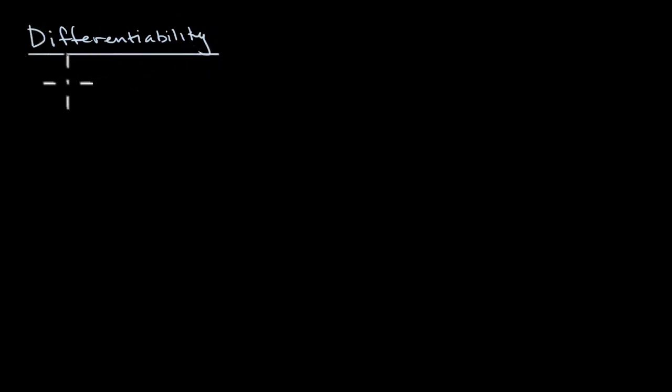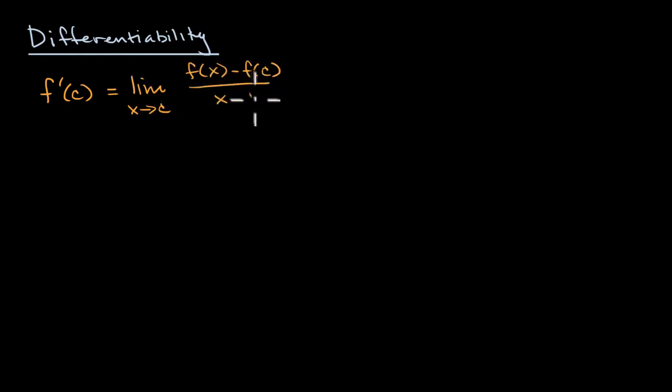And there's multiple ways of writing this. For the sake of this video, I'll write it as the derivative of our function at point c. This is Lagrange notation with this f prime. The derivative of our function f at c is going to be equal to the limit as x approaches c of f of x minus f of c over x minus c.